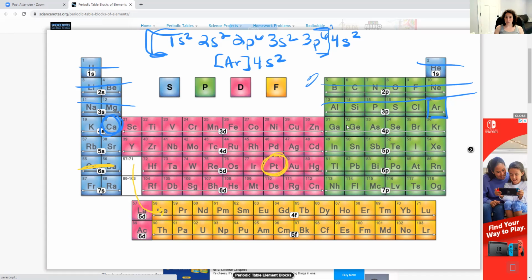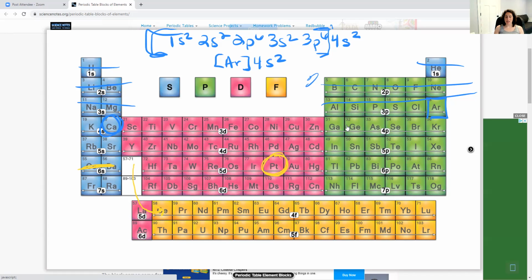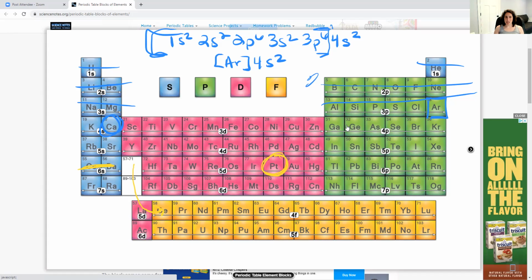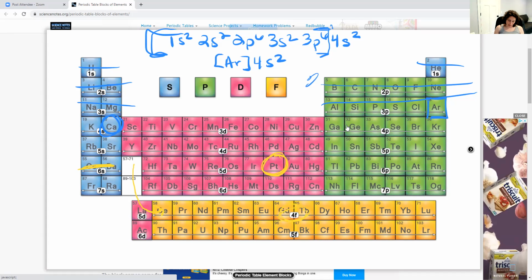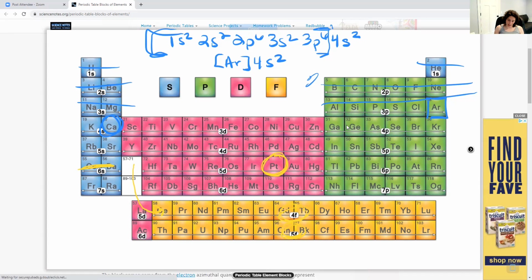drop down to the, this is called the f block, right? Yellow is f, and so that is 14. But the f block, notice, I'm in the 6th row over here, 6s. So we said that the d is n-1, the f block is n-2. So I'm at 6s2 over here at barium, and then I would have 4f, and there are 14 of those.